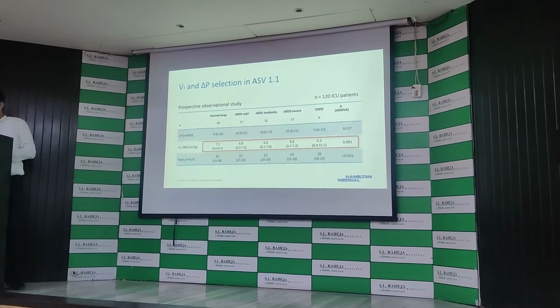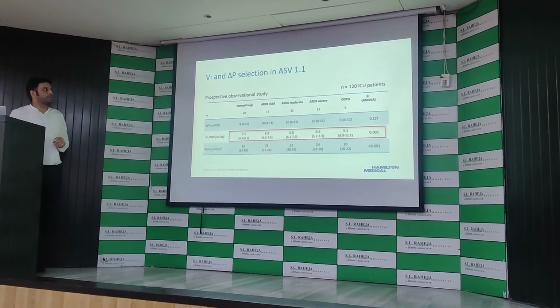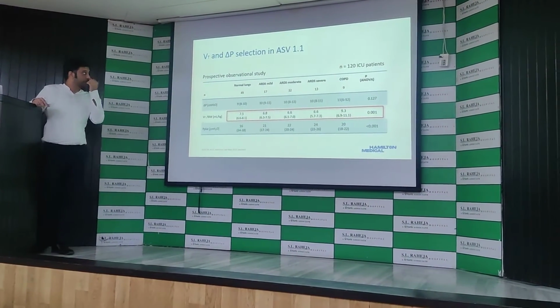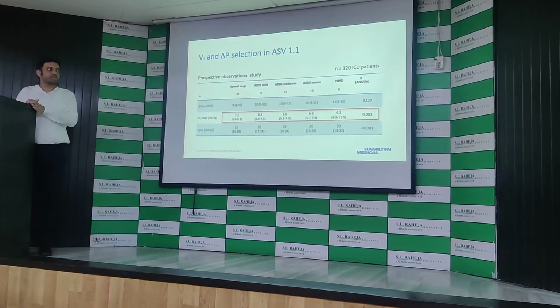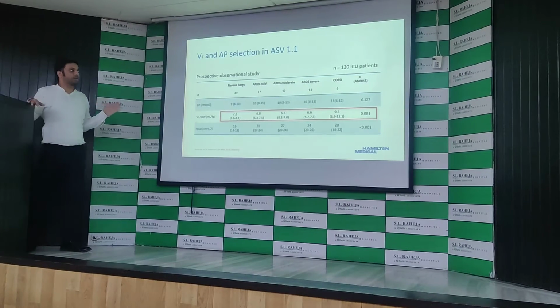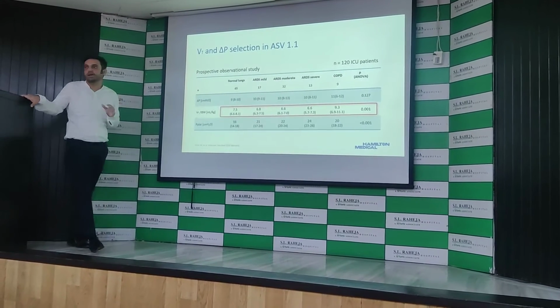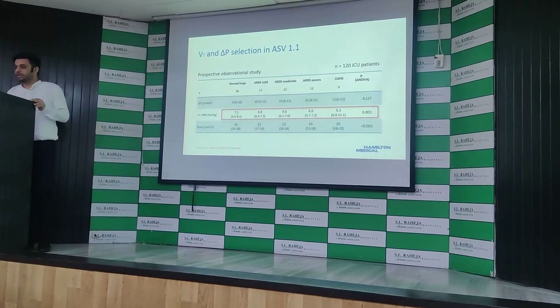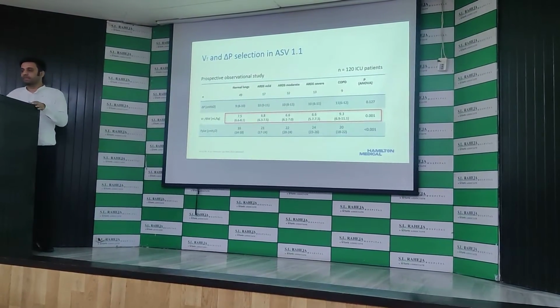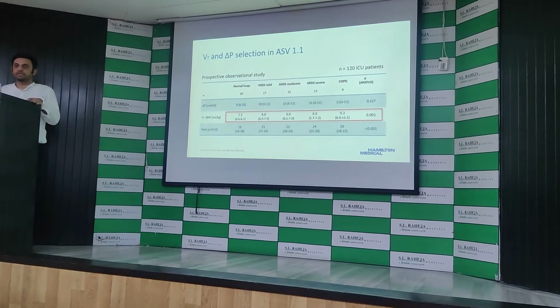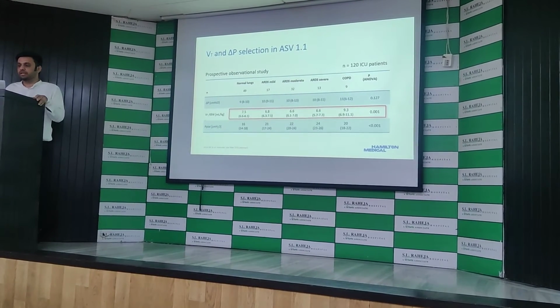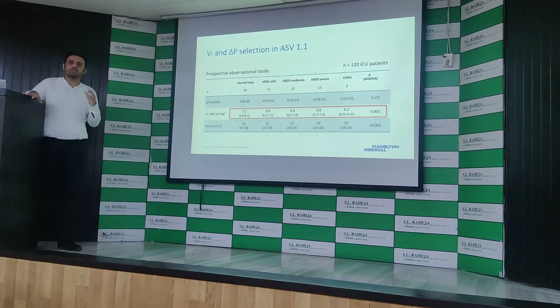So this was the observational study. It was a study done in terms of the volume and the change in the pressure, where we have taken normal lung, ARDS lung, moderate ARDS lung, severe lung, and COPD lung. So there were around 120 patients which were taken. So exactly when mechanical ventilation is associated, we know that it is associated with lung injuries because of the stress and strain.